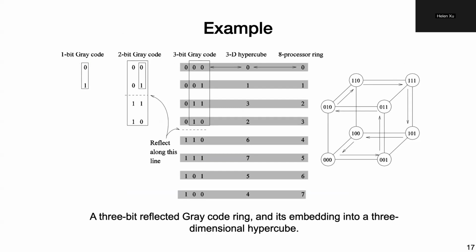And these edges are the ring edges that are mapped in, but you can see that not all the edges are accounted for. Not all hypercube edges are accounted for in this embedding, and that's okay. Just all the ring edges need to be accounted for.